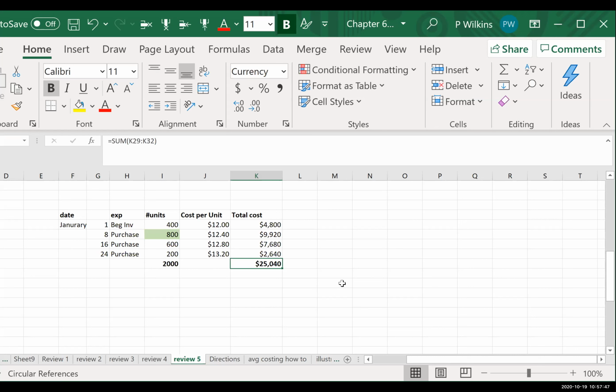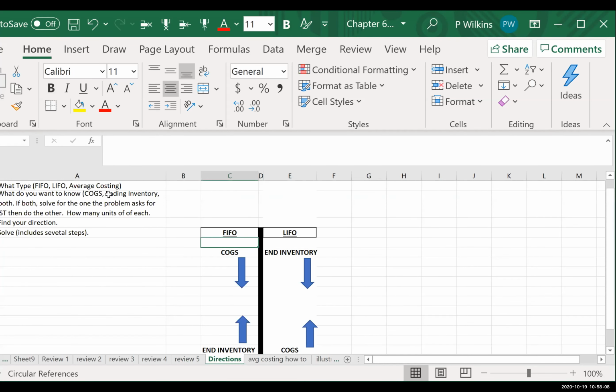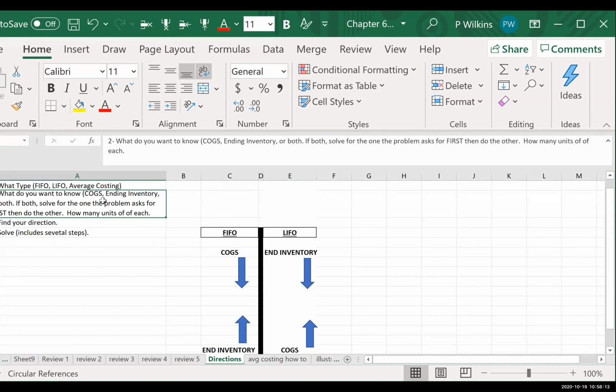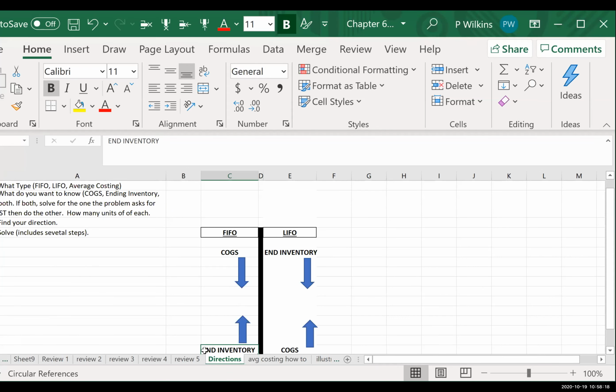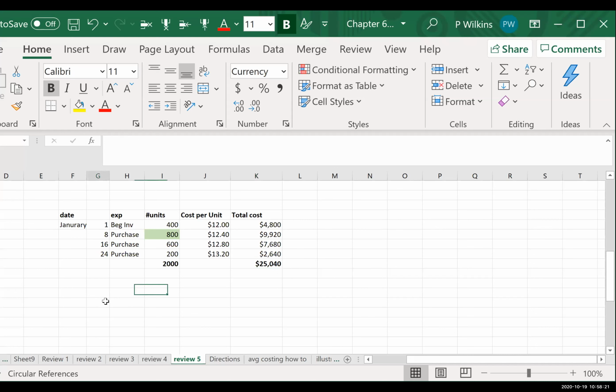Okay. So, number 1, compute the ending inventory using the FIFO cost assumption if 650 units remain on hand at January 31. So we're going to do FIFO, calculating for ending inventory. We go back over to our map. What's our type? FIFO. What do we want to know? Ending inventory. What's our direction? Bottom up. So we're going to go bottom up for FIFO.